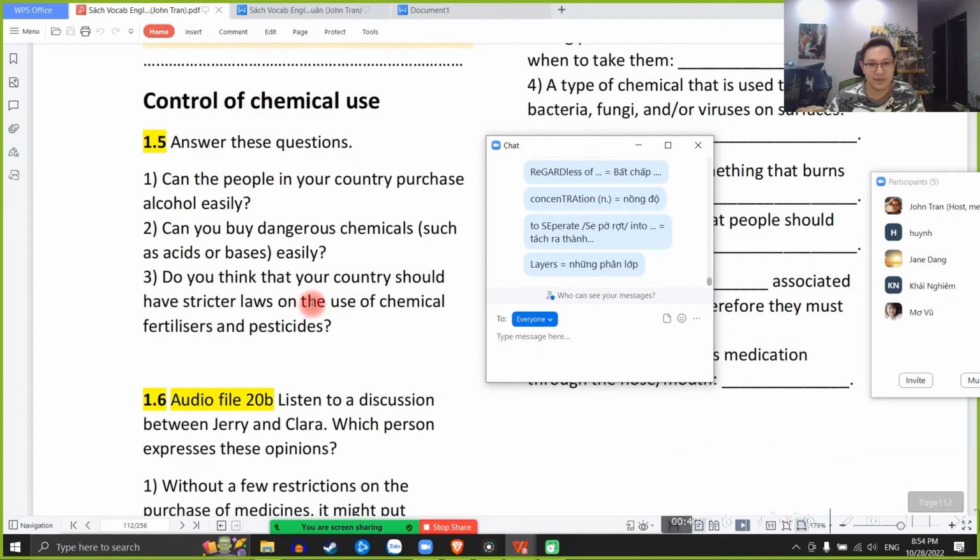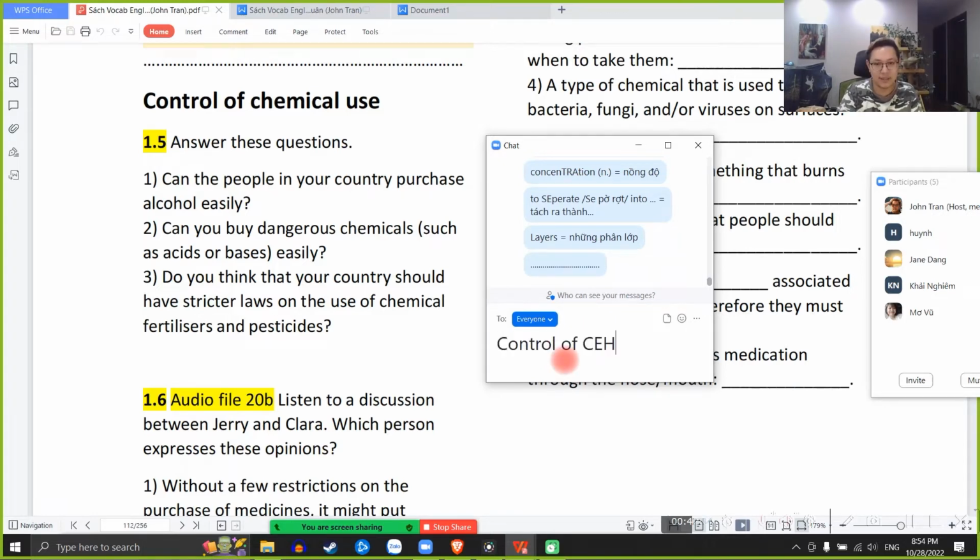Rồi các bạn qua phần control chemical use đi. Sự kiểm soát trong sử dụng hóa chất. Control of chemical use.